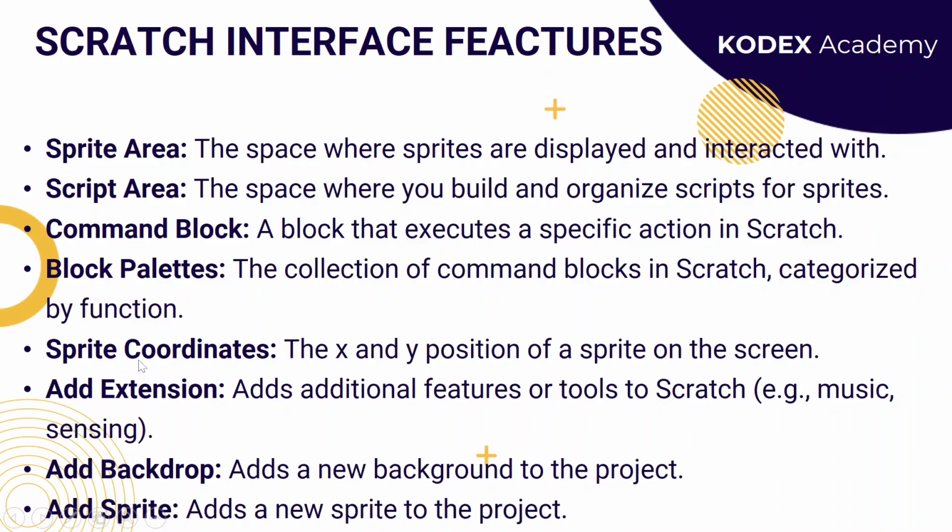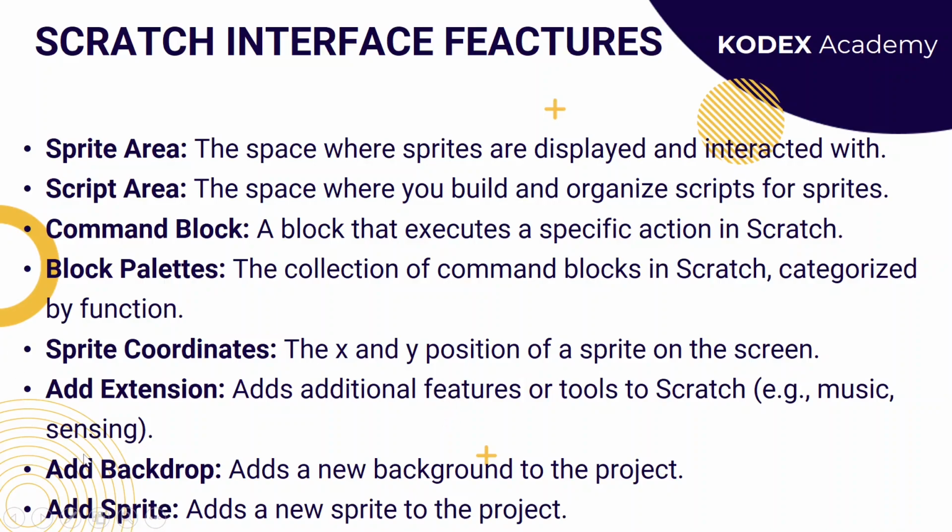The next one is sprite coordinates, which is denoted by X and Y. X horizontally, Y vertically set the position of the sprite on the screen. The next one is add extension. We have multiple block palettes on the screen, but suppose you want to add more creativity in your animation and you want to add more features or tools in Scratch. There are multiple options already present in Scratch like music, sensing, pen. You can select it, you can add multiple features in your animations.